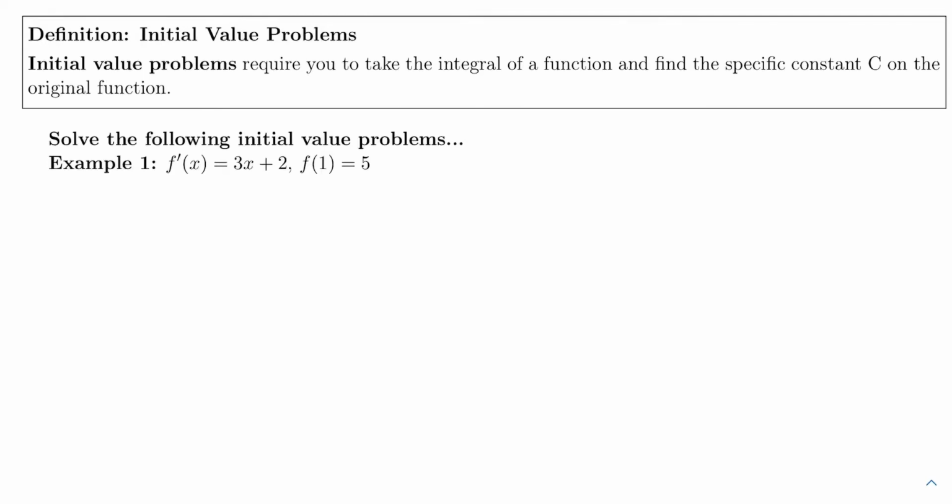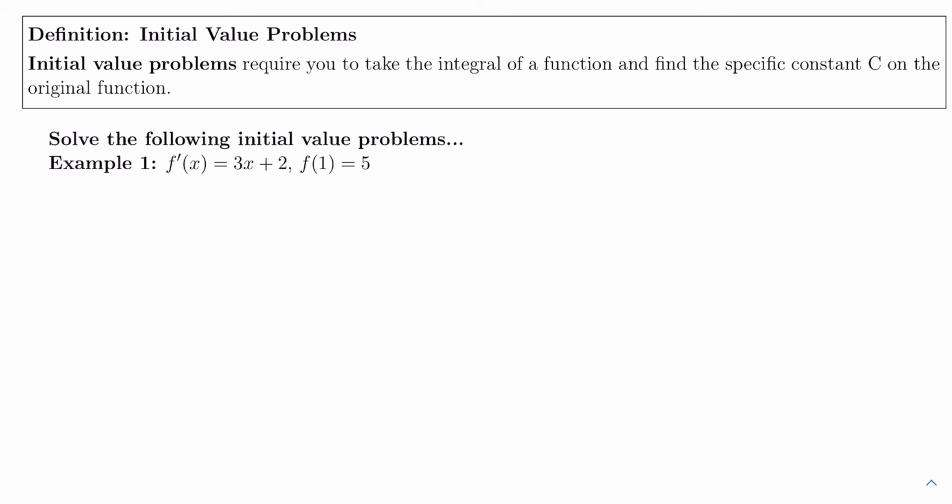Here we are doing our first applications with antiderivatives, so just finding a specific function. An initial value problem requires you to not just take the antiderivative of a function. It also requires you to find the specific constant c on that original function. We've been ending all of our answers with a plus c, and now we're going to figure out what that c value would be for a specific function.